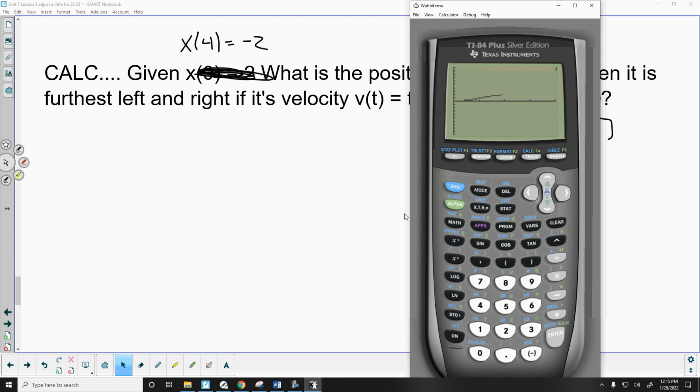Let's pause. Forgot to change your window and it's taking forever to graph. Press on and that's a pause. And then you go window 0, 7.